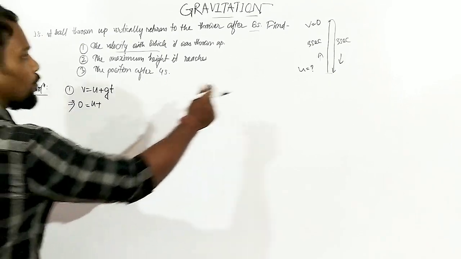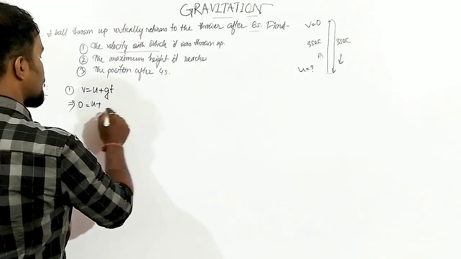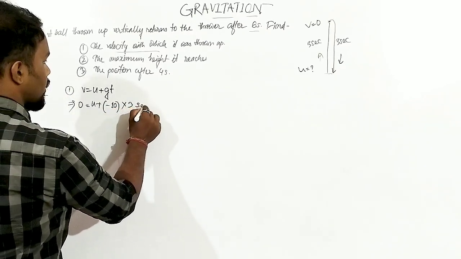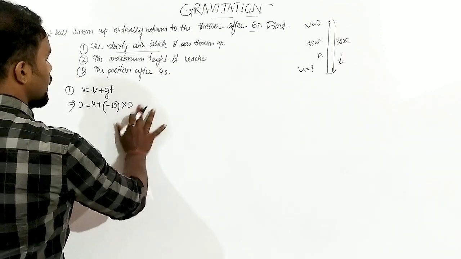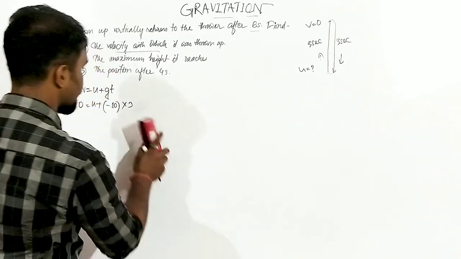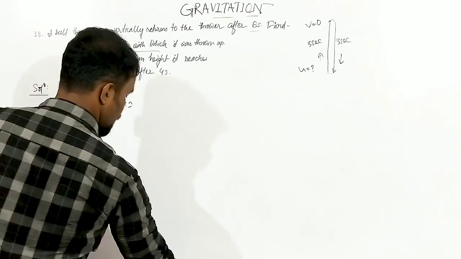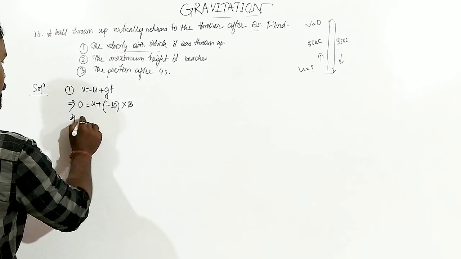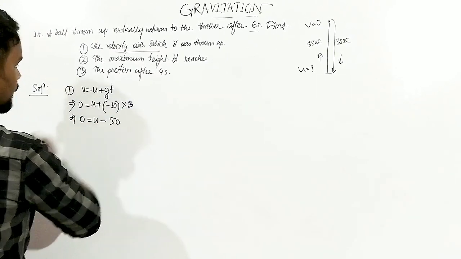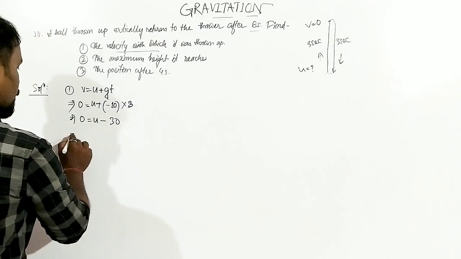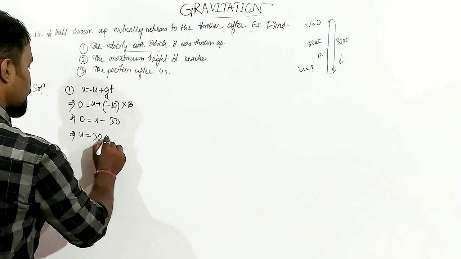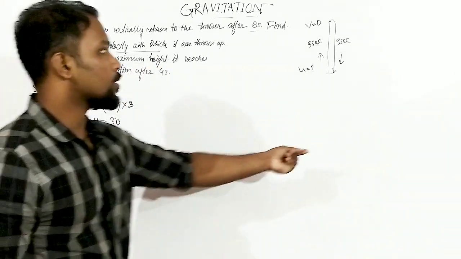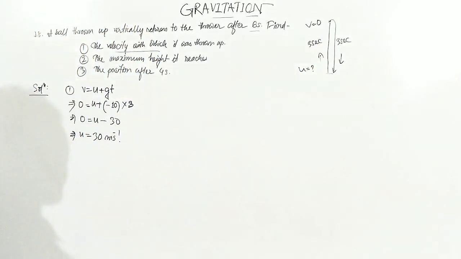Since the ball is moving in the upward direction, we can consider the value of g as minus 10, and time is given as 3 seconds. We will keep the 3 as it is. So what are we going to get? 0 equal to u minus 30. So we are going to get u equal to 30 meter per second. That means the velocity with which it is thrown up is 30 meter per second. That is the first question.